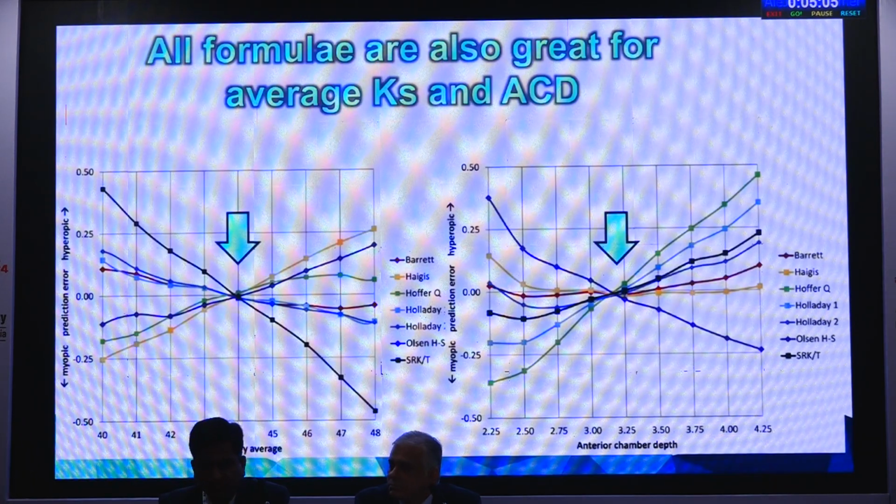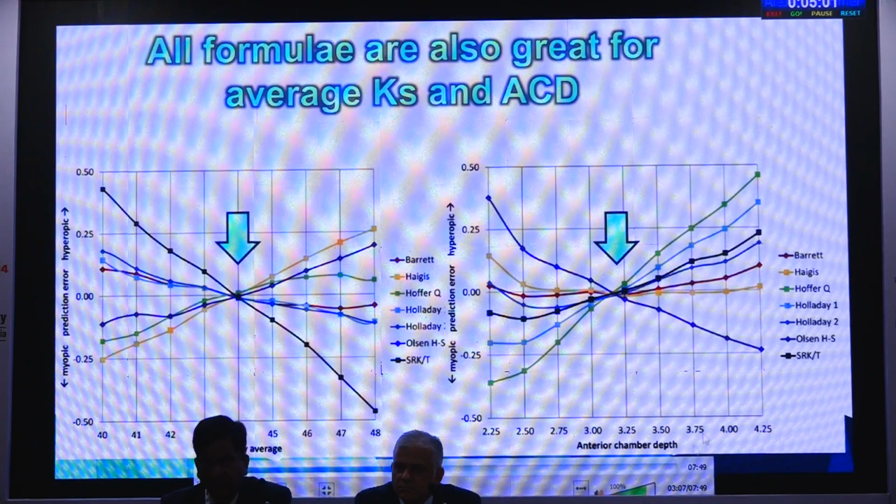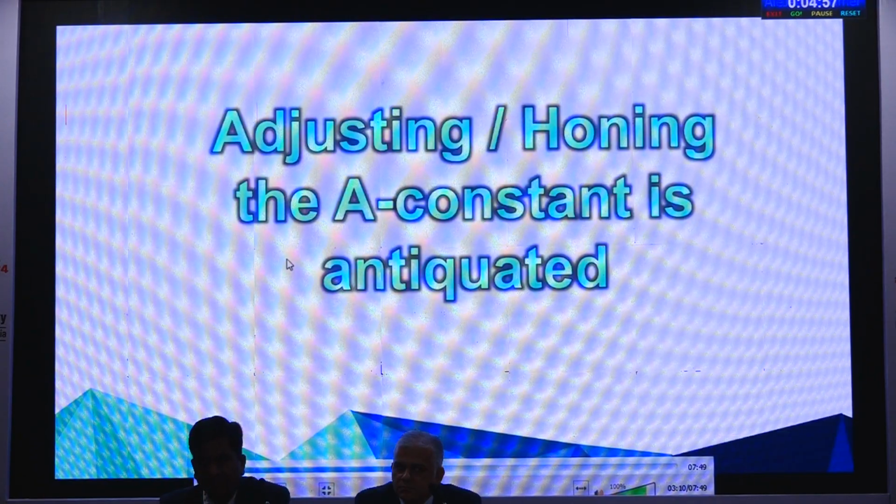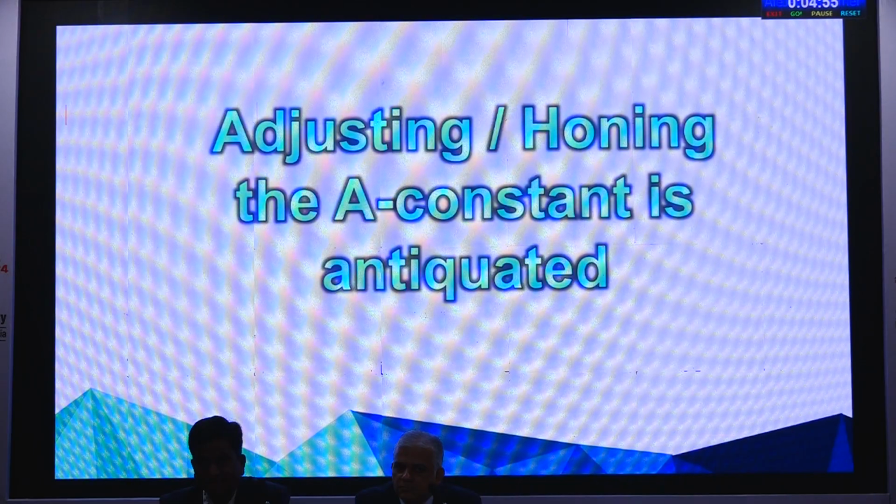I've honed my A constant. That doesn't work. Let me tell you why. So first here again, at average Ks, everything works. The black line's SRK/T. If you have unusual Ks, never use it. Adjusting your A constant is antiquated.